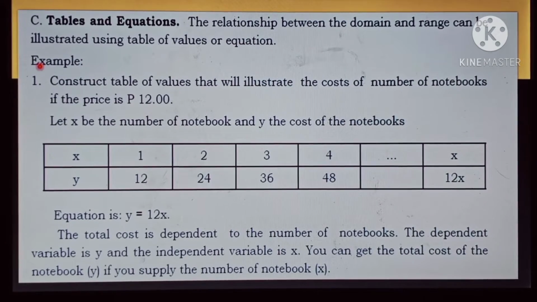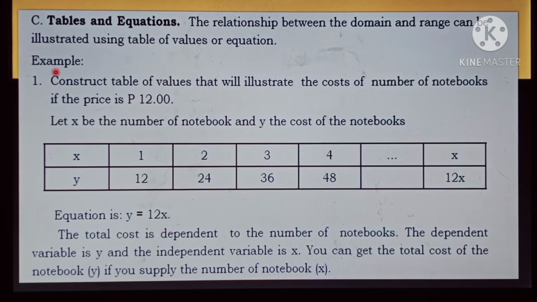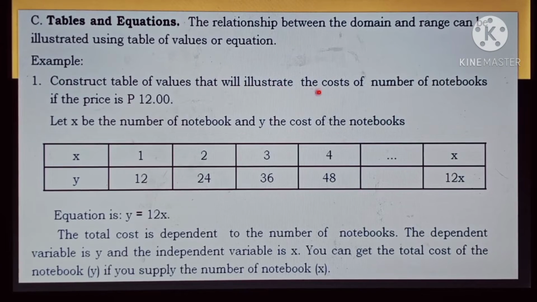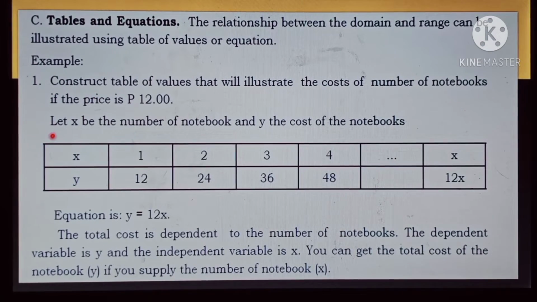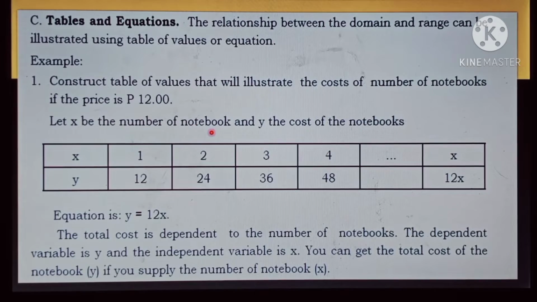So, let's have an example. According to the example, construct a table of values that will illustrate the cost of a number of notebooks if the price is 12 pesos. So, let X be the number of notebooks and Y the cost of the notebooks.